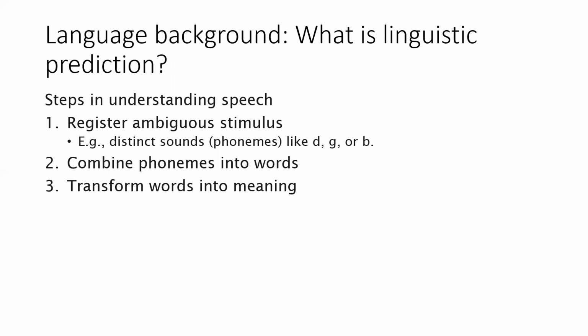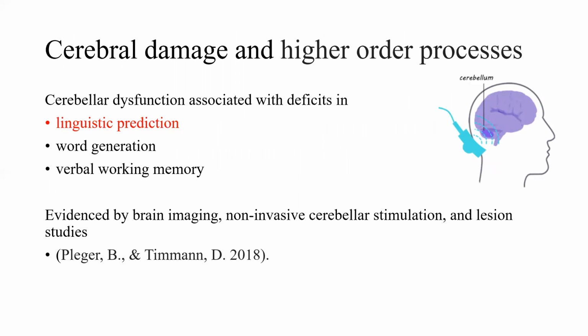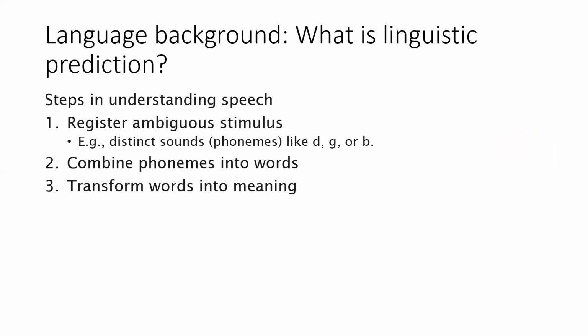And so getting back to tying this all together, we know that the cerebellum uses prediction error to produce motor adaptation over time. And likewise, we have seen that the cerebellum is involved in linguistic prediction, word generation, and verbal working memory. So what does it mean for the brain to do linguistic prediction? It's just a couple of steps, but they seem basic, but they're actually pretty complicated.